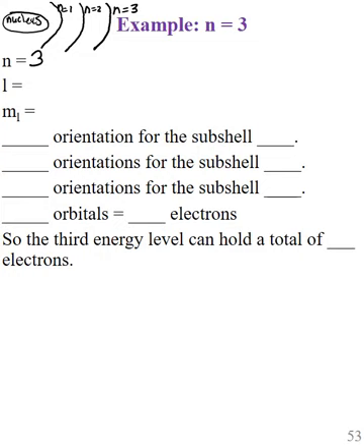What are the values l could have? Remember, this is one of those you have to memorize. l can have any values between 0 and n minus 1. So that means l could be 0, l could be 1, or l could be 2.